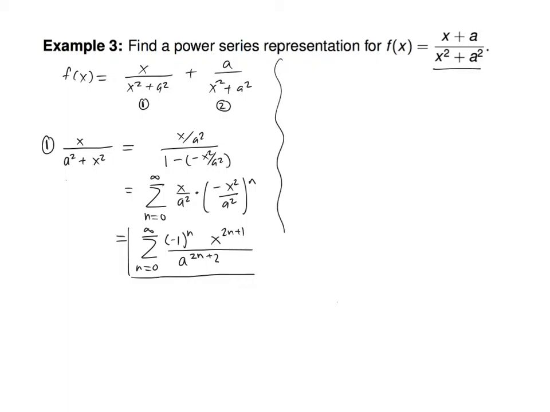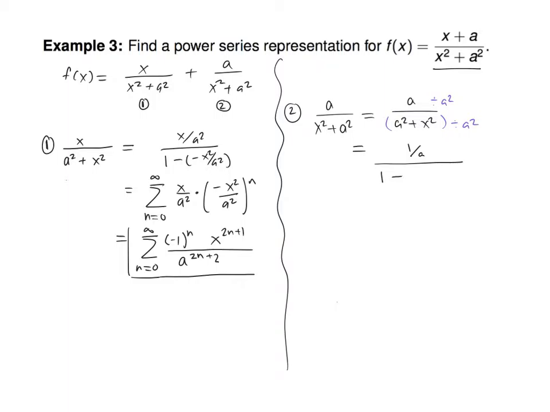Okay, the second one, a over x squared plus a squared. Well, that's a over a squared plus x squared. We still have to divide by a squared. Wouldn't that bring an a down? It would bring an a down. So that's going to become 1 over a instead, right? A over a squared becomes 1 over a. And then negative x squared over a squared again.